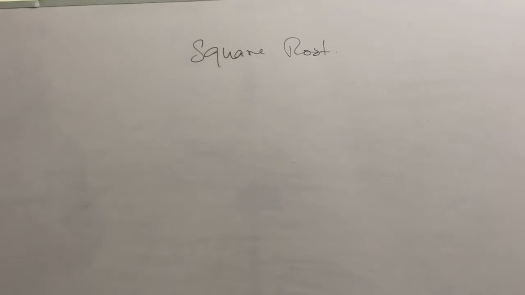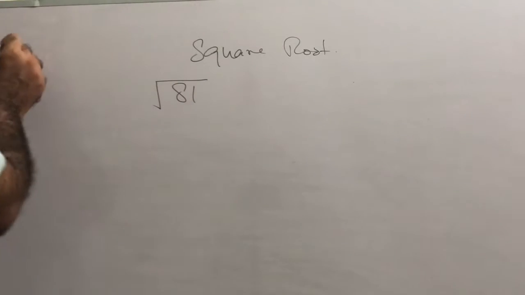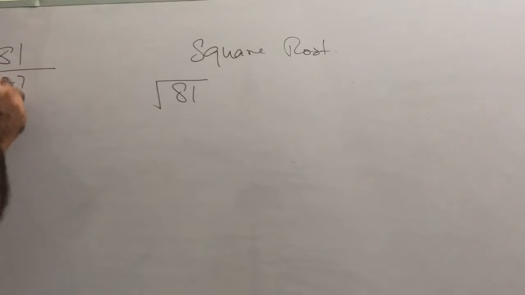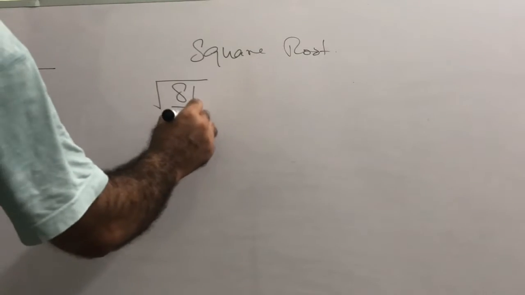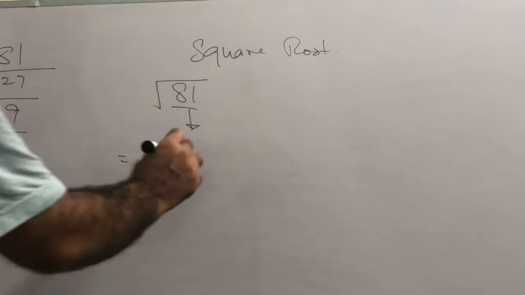Okay. Now we'll be doing the square root of 81. Again we'll do prime factorization. 3 27s are 81, 3 9s are 27, 3 3s are 9, 3 1s are 3. So it means this number can be written as 3 into 3 into 3 into 3, 4 times 3.